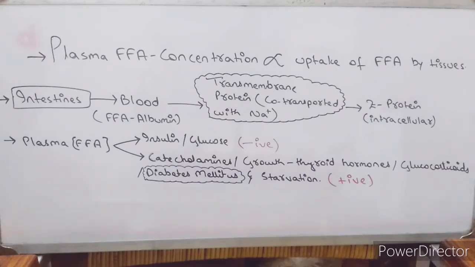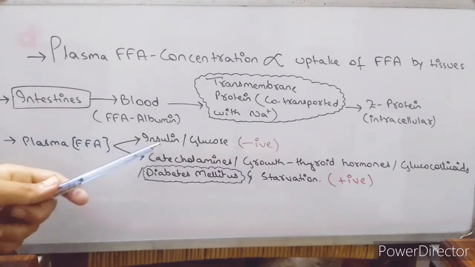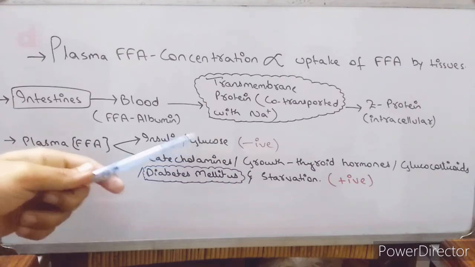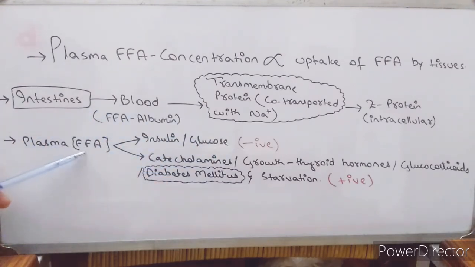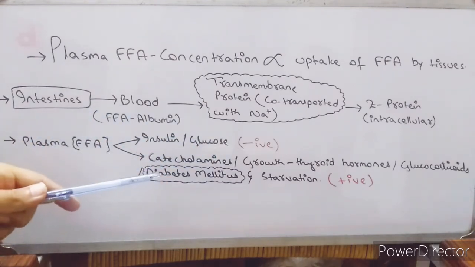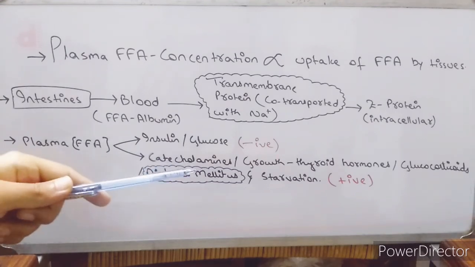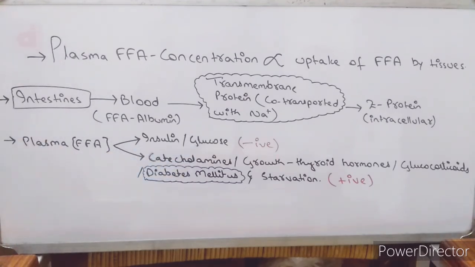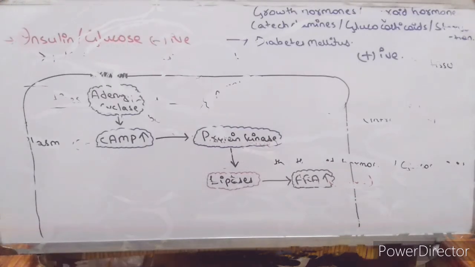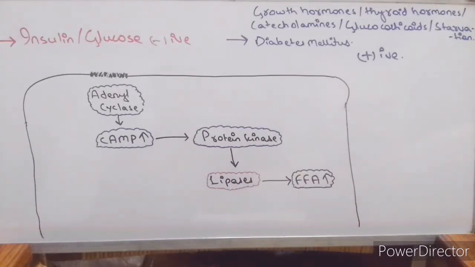So how this plasma free fatty acid concentration is maintained depends on many factors, a few of which I have mentioned, like insulin and glucose. They have a negative effect on the free fatty acid concentration, and the others are the catecholamines, growth hormone, thyroid hormone, glucocorticoids, the starvation process, and diabetes mellitus, which is a pathological condition. They increase the plasma free fatty acid concentration. So how do insulin, glucose and other substances increase or decrease the plasma free fatty acid concentration?